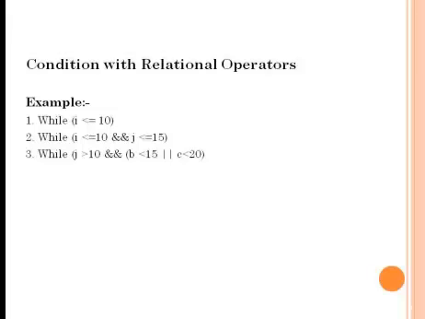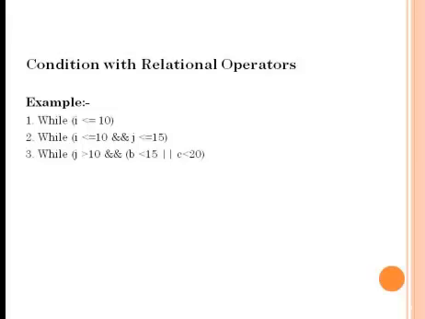Always you have to check whether this condition is a 0 value or a non-zero value. 0 value means false and non-zero value means true. This condition is true or false? Here this condition is true, so it is a non-zero value. So the statements in the while loop will be executed.